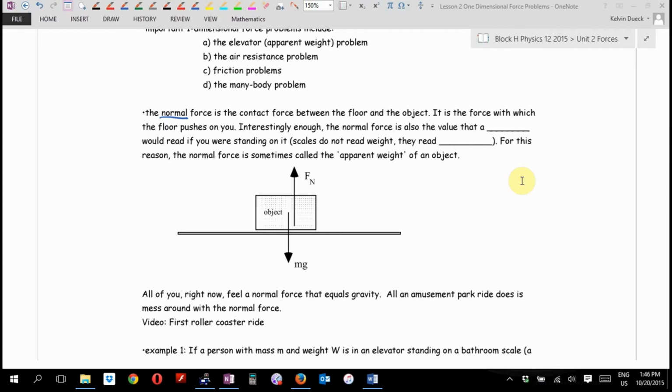So the normal force is the contact force between the floor and the object. It's a Newton's third law force. The normal force is as big as it needs to be. You or the object push down on the floor, and the floor pushes back with the same force. You want to increase the normal force? Push down harder. You want to decrease the normal force? Don't push down so hard.